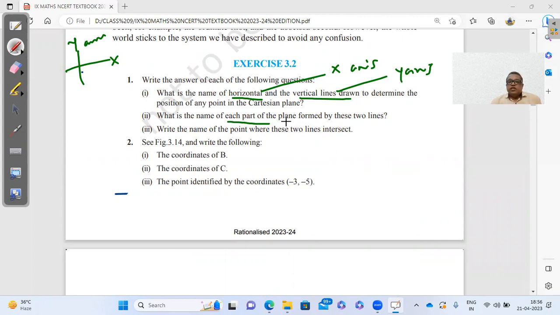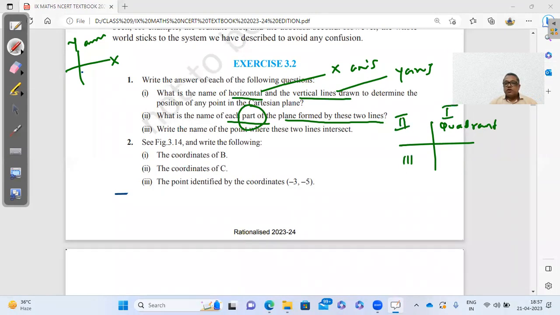What is the name of each part of the plane formed by the two lines? When I introduced the chapter, I said that x-axis and y-axis divide the plane into 4 parts, and each part is called a quadrant. This is quadrant 1, quadrant 2, quadrant 3, and quadrant 4. Each part is a quadrant.